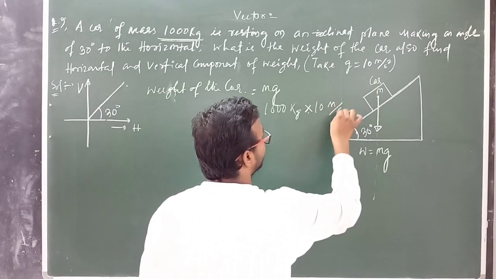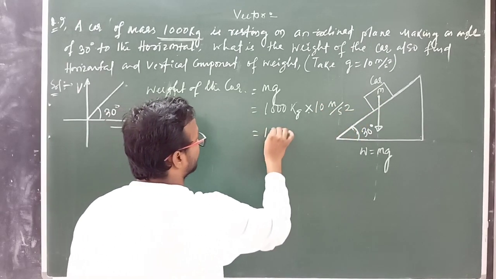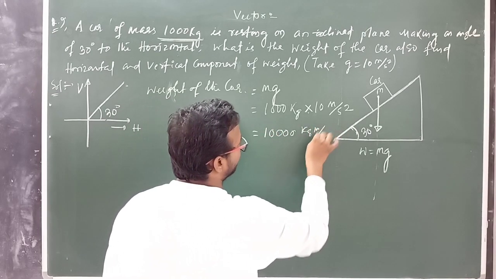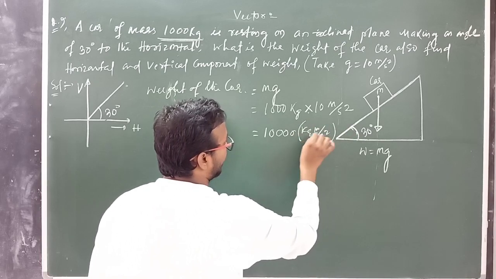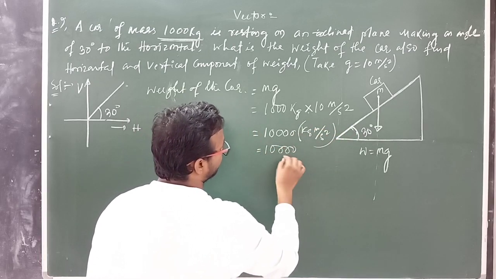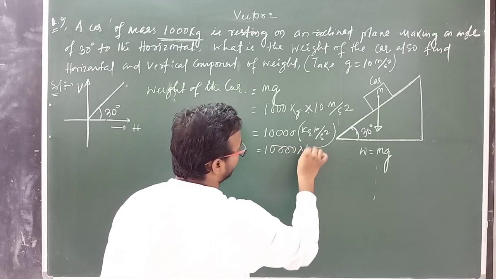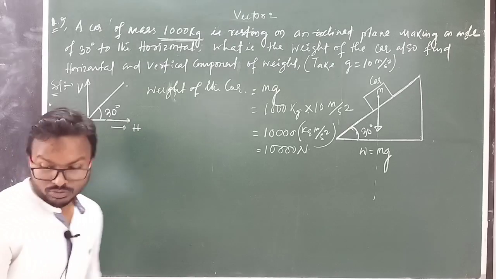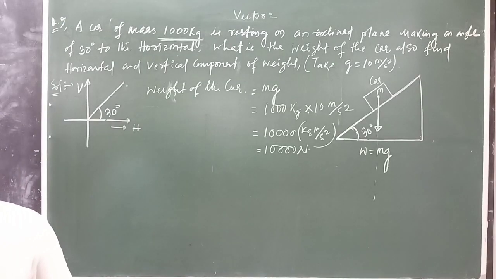Sorry, 10 meters per second squared. Then 10,000 into kg meter per second squared, and the unit kg meter per second squared is Newton. So that is 10,000 Newton. Clear? This is the weight of the car. Now next we have to find the components.